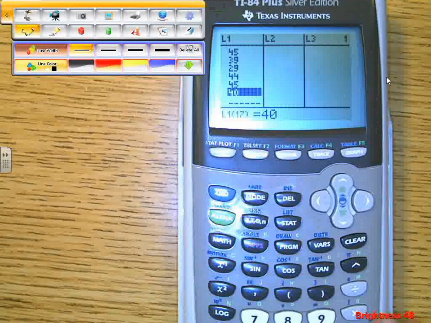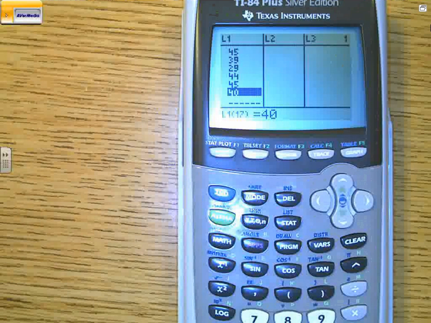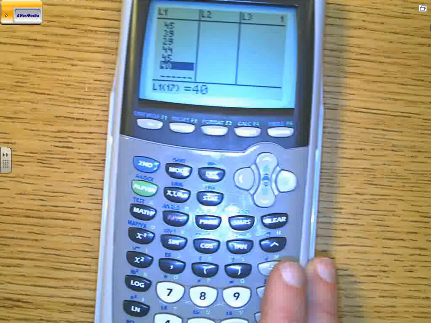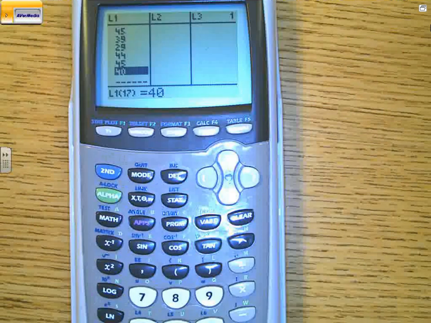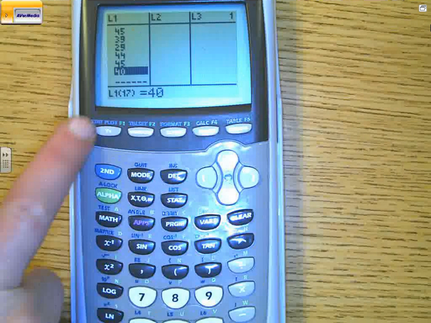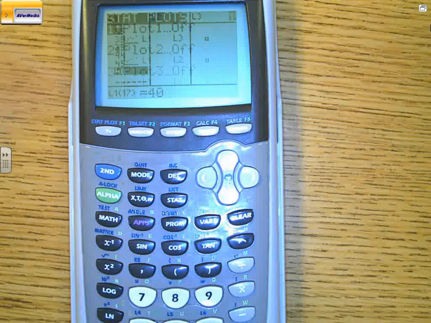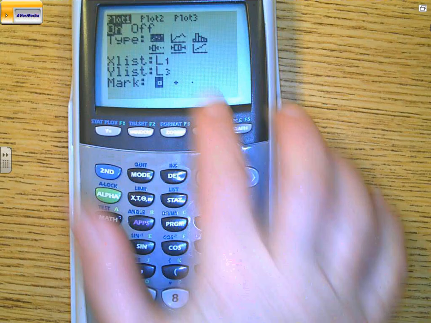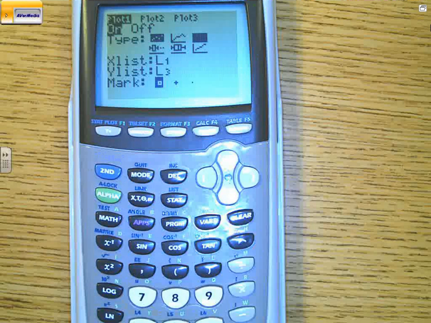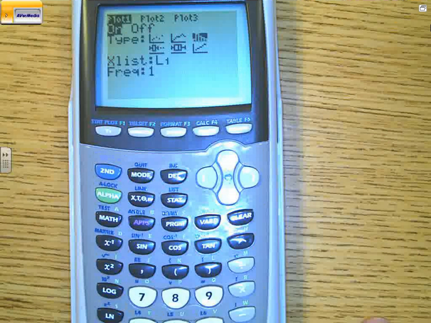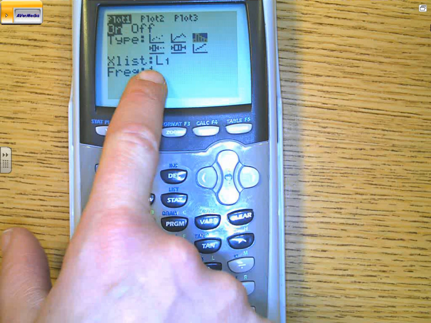Okay, just in case, you have a list. How do we make a histogram? Okay, yeah, you go to the stat plot right above y equals, so second y equals. We're going to turn it on and then pick the one that looks like a histogram. Histograms are like a bar graph, sort of. And your X list should say L1, and it probably does.